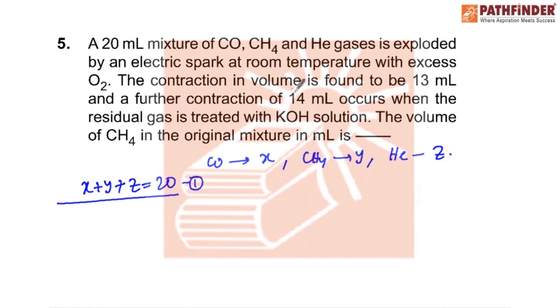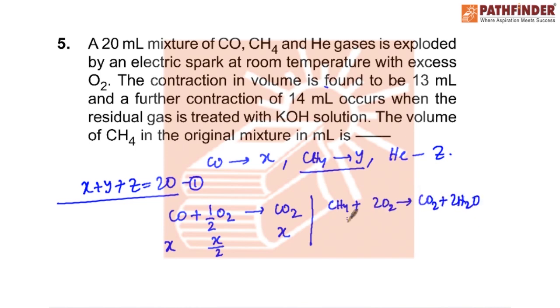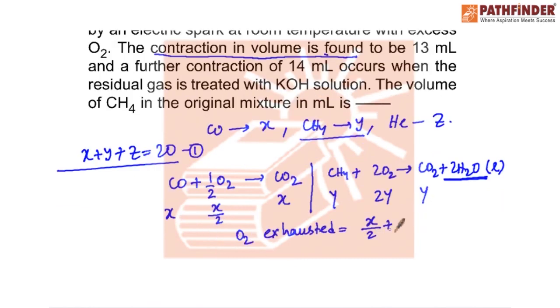Now what is happening? The contraction in volume is found to be 13 ml. Mind that. So what do we do? CO plus O2 gives CO2. So it is half. The volume of CO was x, so this should be x by 2. Now what about methane? Methane is also reacting with oxygen: CH4 plus 2O2 gives CO2 plus 2H2O. Now this is y, so this should be 2y and this should be y. Obviously this H2O is transferred into liquid form, since the contraction of volume occurred. So what do we find here? O2 exhausted is x by 2 plus 2y, and CO2 produced is x plus y.